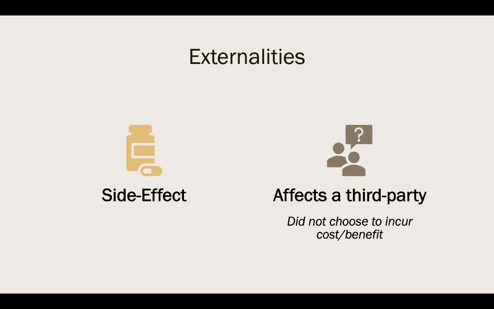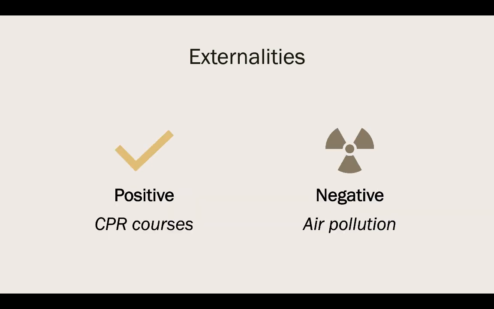So this third party did not choose to incur a cost or a benefit, but our activity is affecting this third party either in a positive way or a negative way. A couple quick examples of externalities, both positive and negative. A positive externality might be a CPR course or a CPR certification.